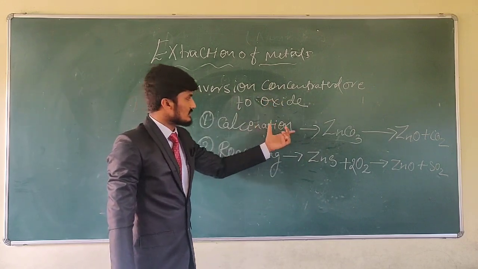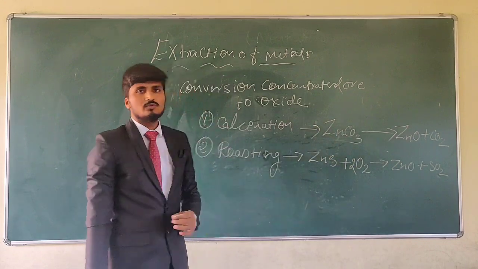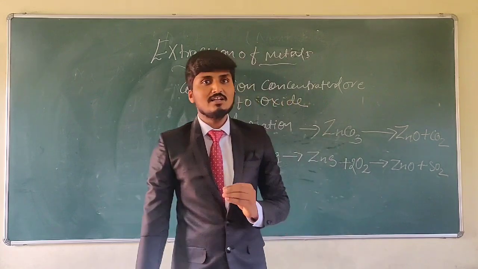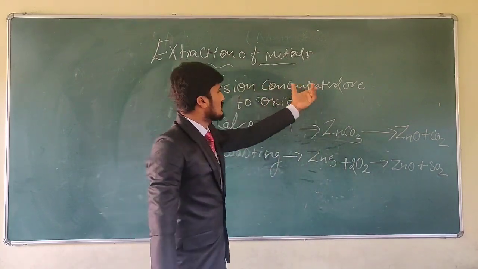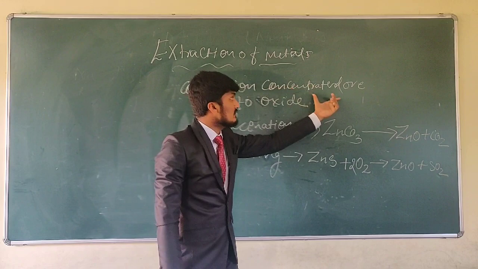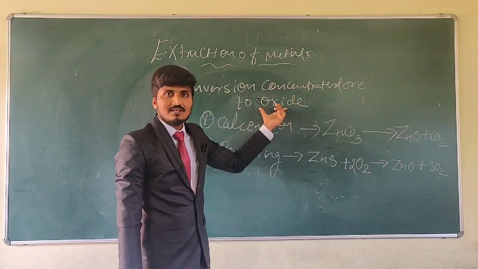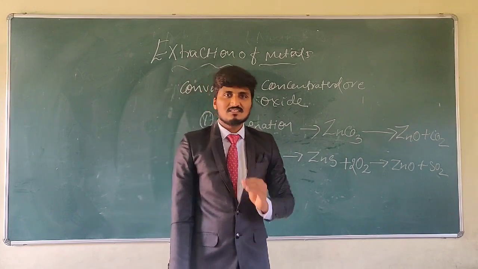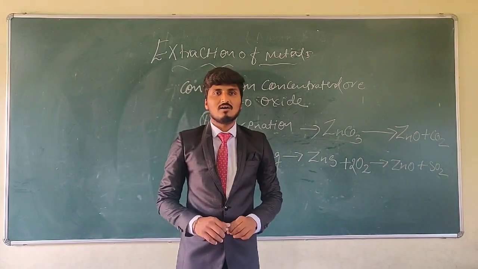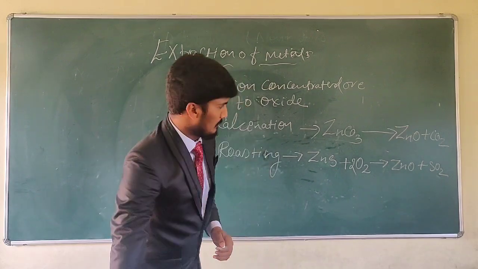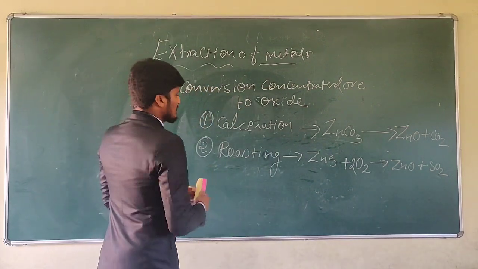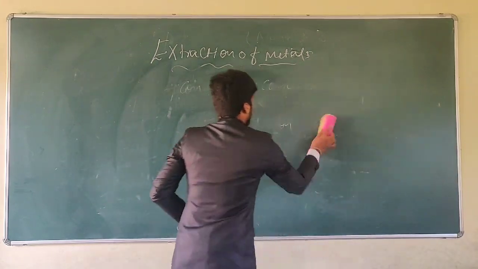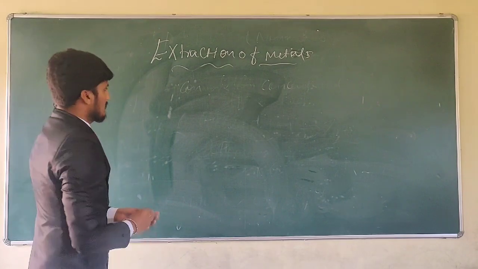After conversion into oxide form, we are going to do the reduction. By the reduction, the metals will be easily obtained. I already told you, we are going to convert the concentrated ore into oxide. Why do we need to convert the concentrated ore into oxide? Because the reduction of oxide is easier than reduction of sulfide containing ore and carbonate containing ore. Okay, so now we have an oxide form of ore. So this oxide form of ore should undergo reduction.